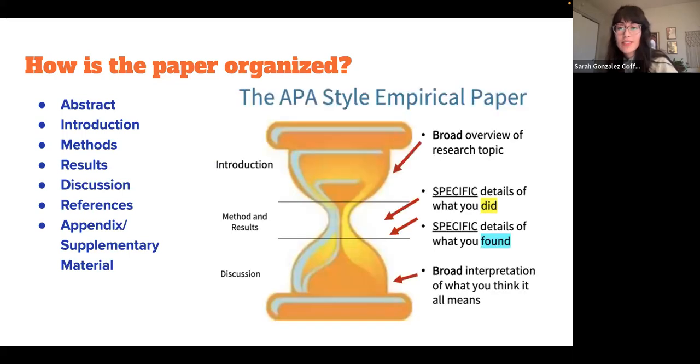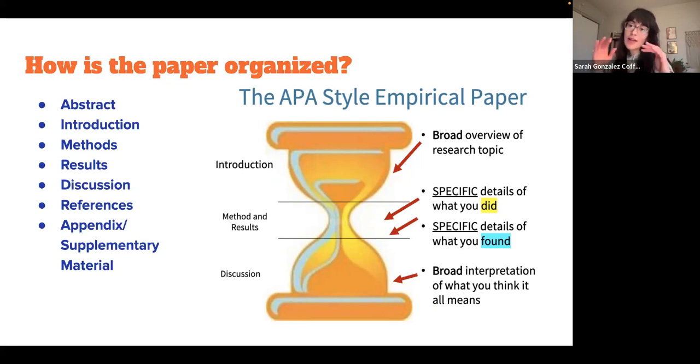And to give us a better sense of what all of this looks like and what these sections are, I like to think of an APA style, particularly an empirical paper, as really similar to an hourglass. So first we start off with the introduction, where we're giving a broad overview of the research topic. Then we're going through the specific details of what we did and what we found in the methods and results. And then in the discussion section, we have a broad interpretation of what we think all of it means.